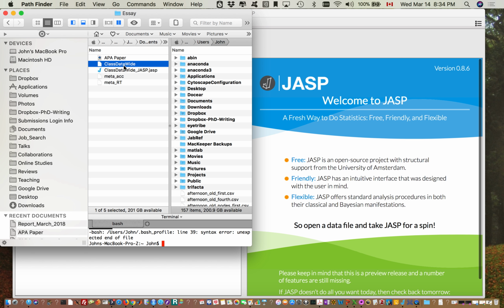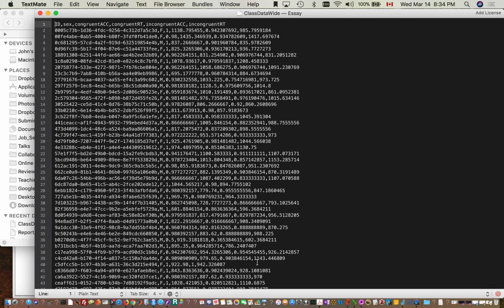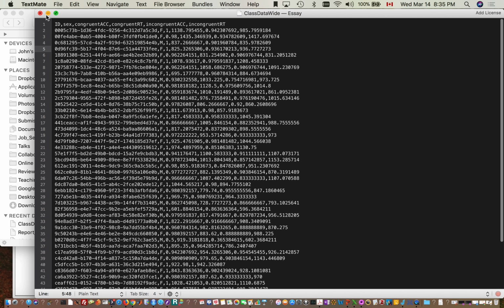The format of the data is something called a CSV file. CSV stands for comma-separated values. If you open it in a text file, or a text document, you can actually see that all of the items are separated by commas, and every time there's a comma that denotes a new column. So you can see ID, sex, congruent accuracy, congruent reaction time, incongruent accuracy, incongruent reaction time. And all of the different values here are separated by commas. This is extraordinarily difficult to read.